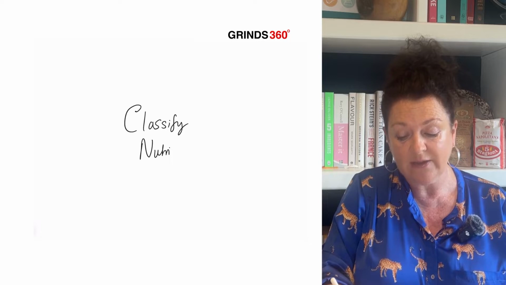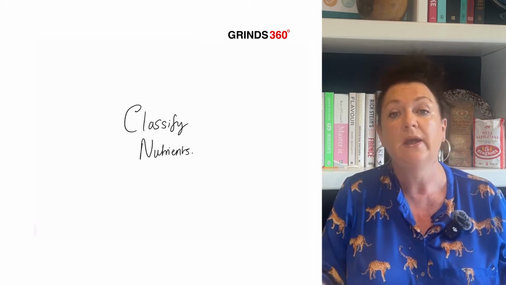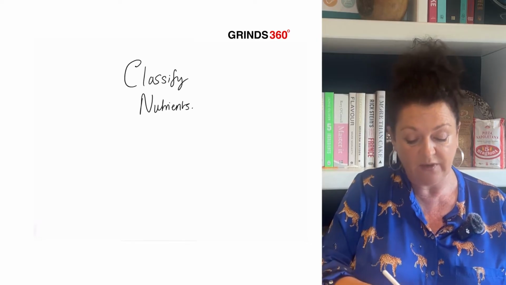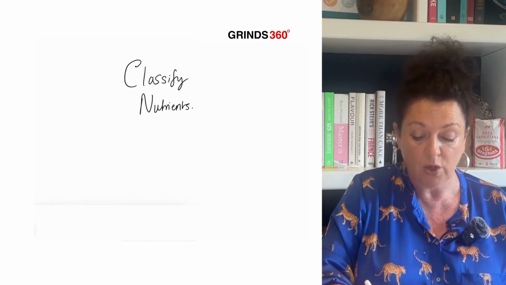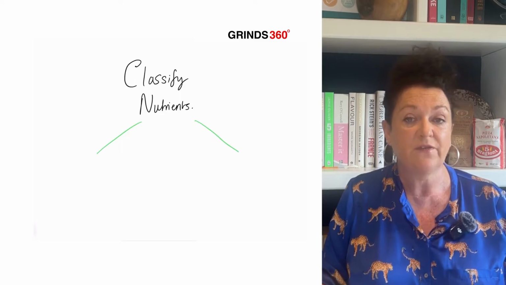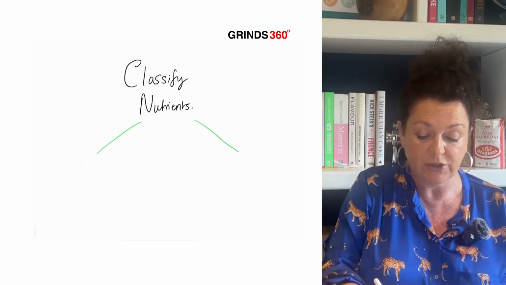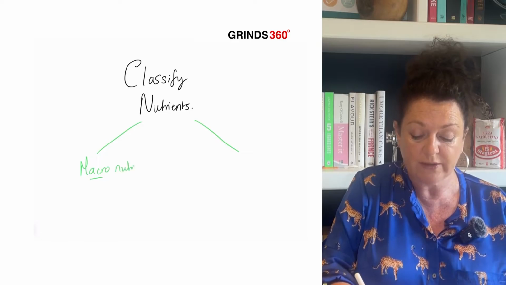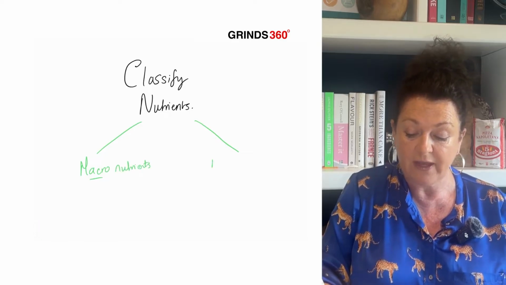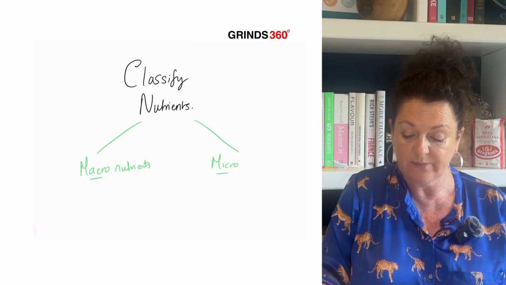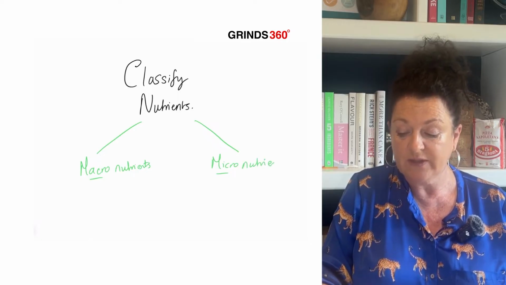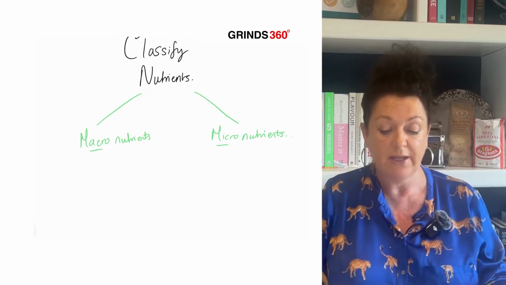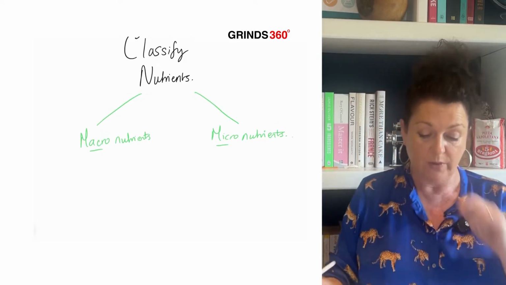Now, what exactly does the word classify mean? It means to divide into groups. And when it comes to the classification of nutrients, we're looking at classifying or dividing nutrients into two groups, namely the macronutrients and the micronutrients. Now, I suppose the answer is in the name. Macro would suggest a large amount and micro would suggest a small amount.